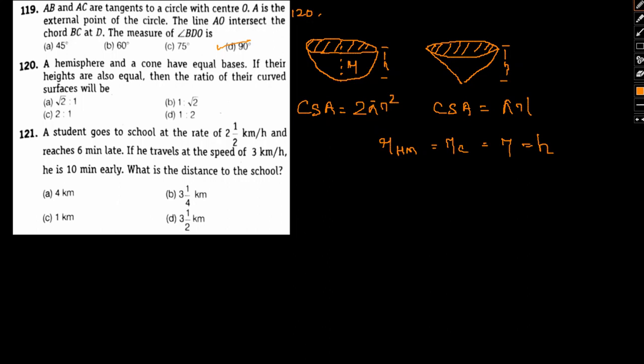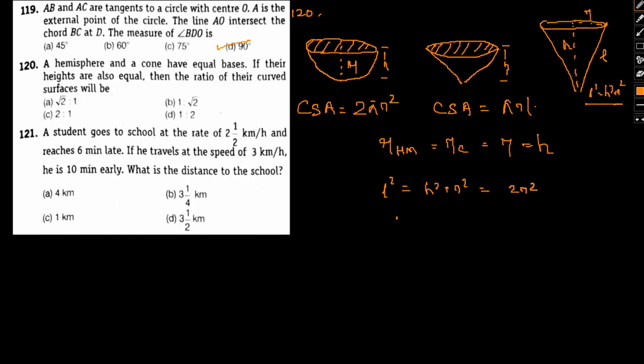Now, if we talk about the l, the slant height of a cone, let me just draw this here. Suppose we have a cone over here. Say this particular thing is the slant height. The slant height l, height h, and radius r. l square can be given as h square plus r square using Pythagoras theorem. So here l square equals h square plus r square, that is 2r square. Therefore l will be equal to root 2 r.